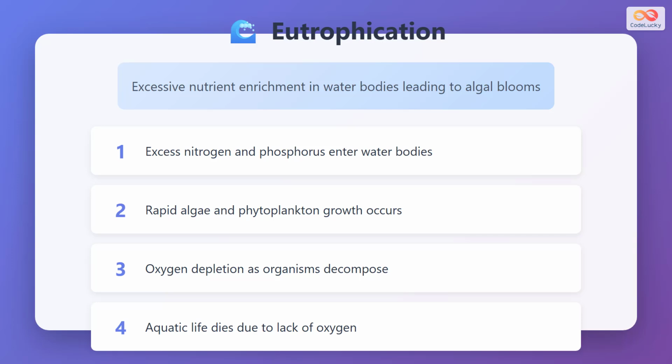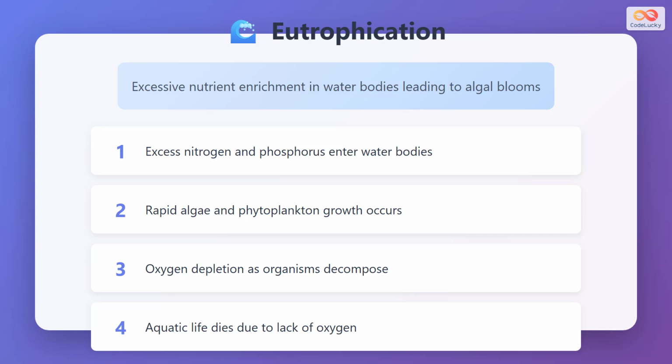Second, these abundant nutrients trigger rapid growth of algae and phytoplankton, creating dense blooms that cover the water surface. Third, when these organisms die, bacteria decompose them, consuming large amounts of dissolved oxygen in the process. This creates hypoxic or oxygen-depleted zones.